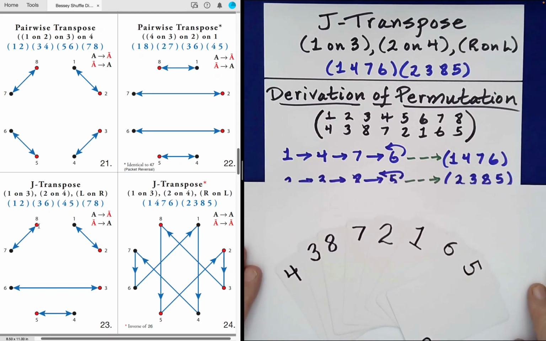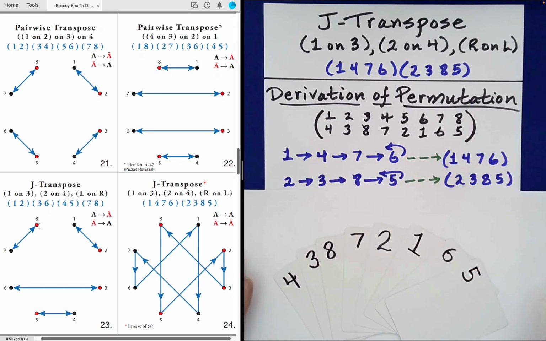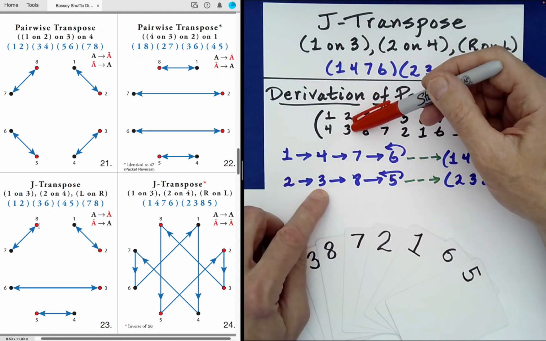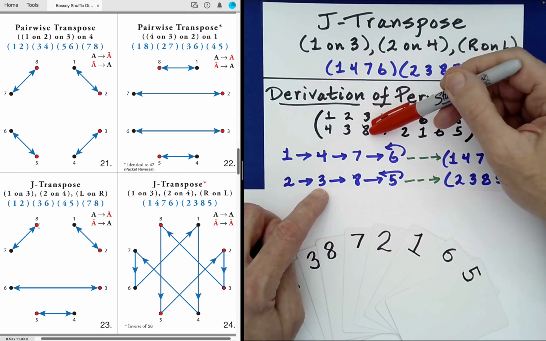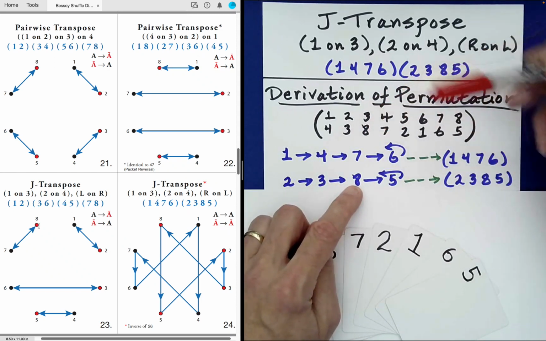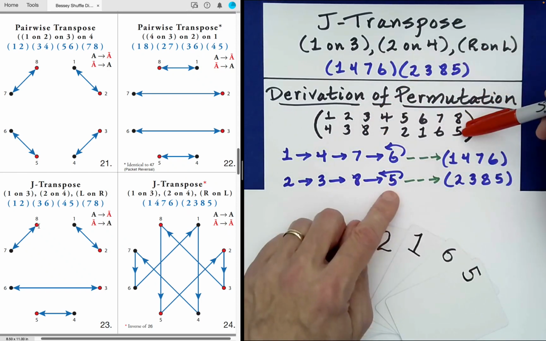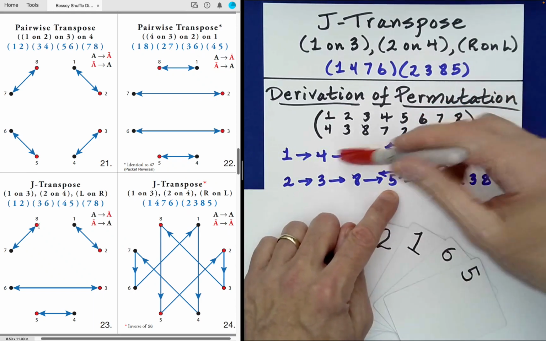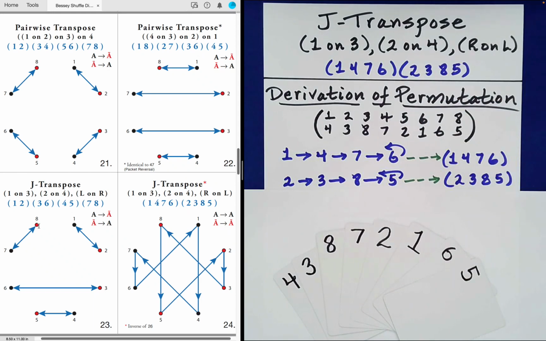What about the other 4 values? What happens to them? Well, 2 goes to 3, so I have an arrow from 2 to 3. 3 goes to 8, so there we go. 8 goes to 5, so an arrow from 8 to 5. And then 5 cycles back around to 2. So that completes a second 4 cycle. And that accounts for all of the position values of these cards.